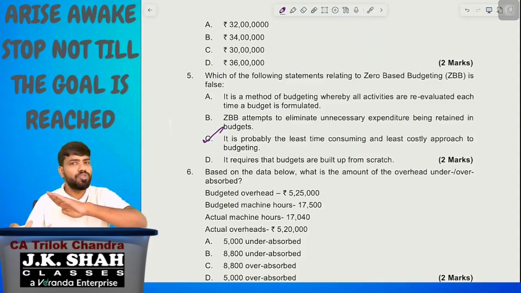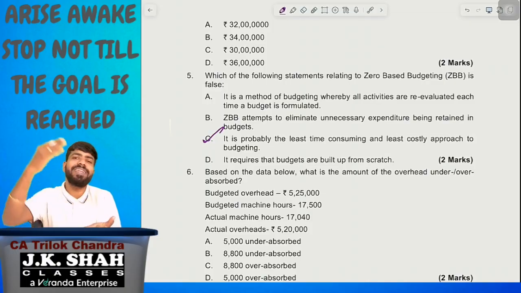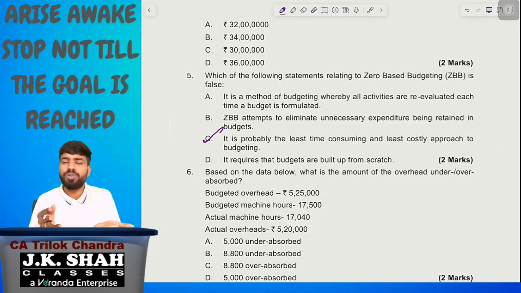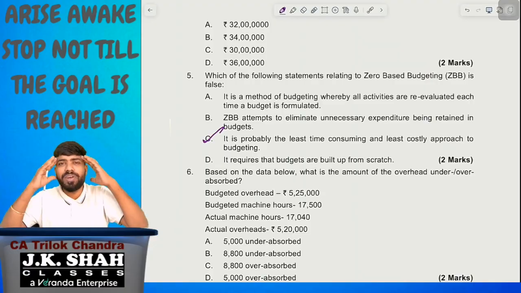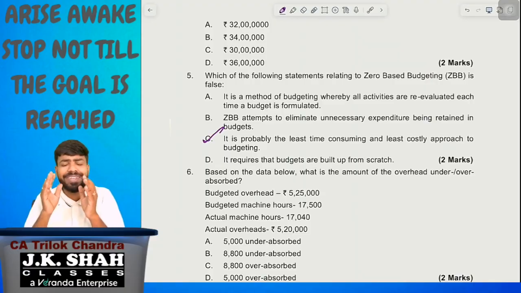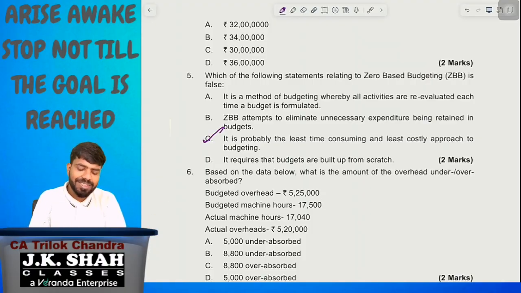Zero based budgeting means, see, generally how do you budget for the next period? Based on the current period, by taking the deviations, you budget the next period. But in this case, there is no base at all. Everything you have to assess. You have to look into the production process. You have to look into the production ability. We have to search for the market. We have to analyze the market demand. Everything you need to do. There is no base given for you. Everything you have to analyze and prepare the budget, which is a hectic task and very time taking. But they gave least time, which is absolutely wrong, and least cost, which is absolutely wrong. This is the false statement about zero-based budgeting.